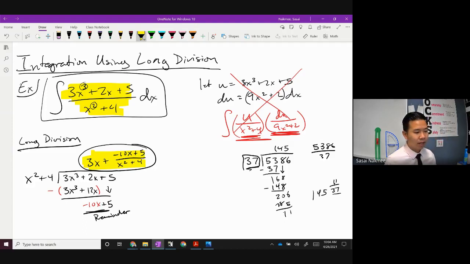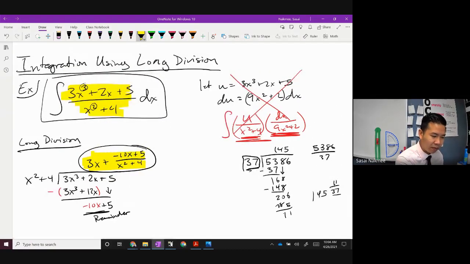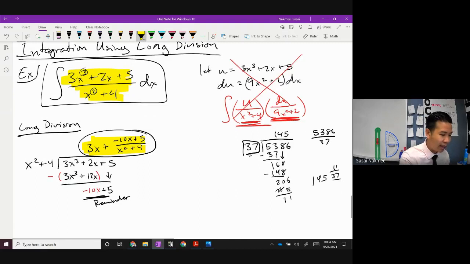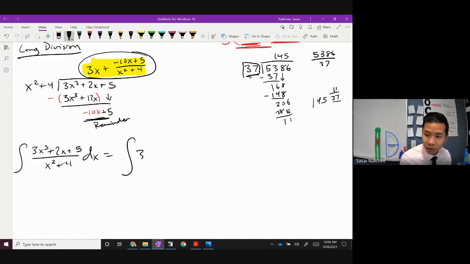Now you'll say, why do you care about rewriting it like that? Well, I couldn't integrate it using u substitution up here. So integration was not going to work, and they asked us to integrate this. So if I can rewrite it into something that will help me integrate it, I'm going to try that. Instead of writing it as the integral of 3x cubed plus 2x plus 5 over x squared plus 4 dx, I'm going to rewrite this as the integral of 3x plus negative 10x plus 5 over x squared plus 4 dx.